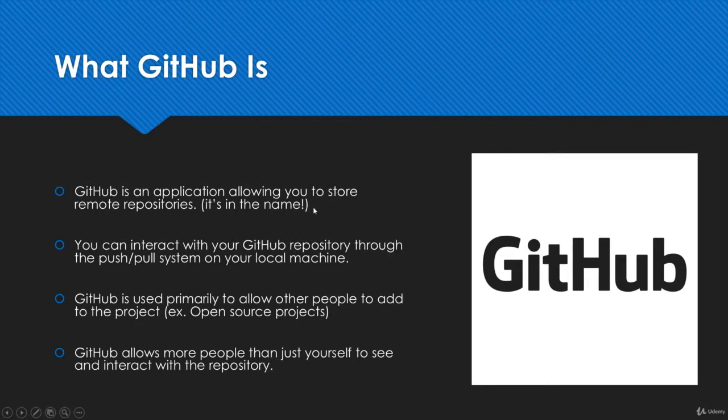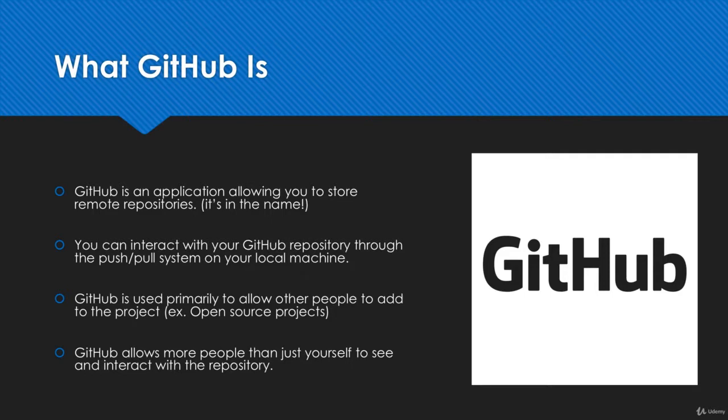You can see I put a little comment there. It's in the name: it's called GitHub, a hub for Git, pretty much. I'm sure you understand. You can interact with this through your local machine through the push-pull system. I'm going to be referring to this a lot until we get to it, but just think of it as a way to get information from your GitHub repository and give information to your GitHub repository. We're just going to use this push and pull system to interact with it.